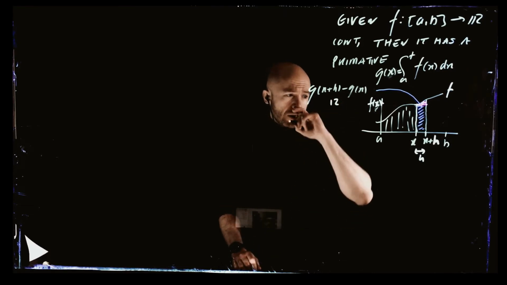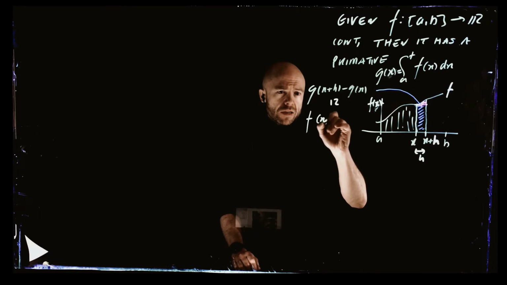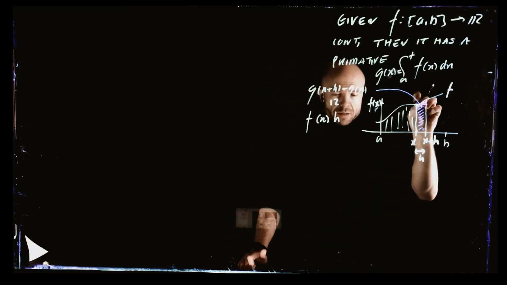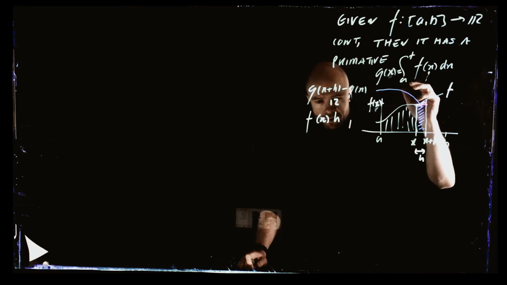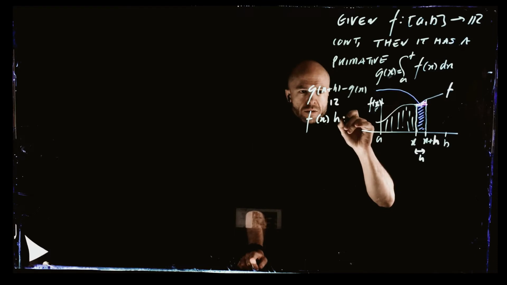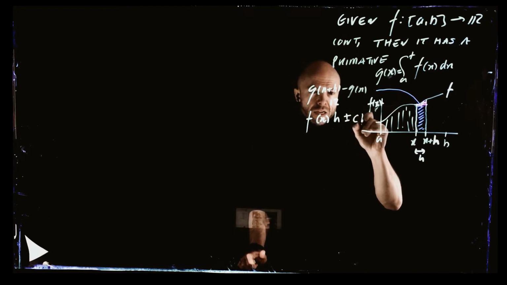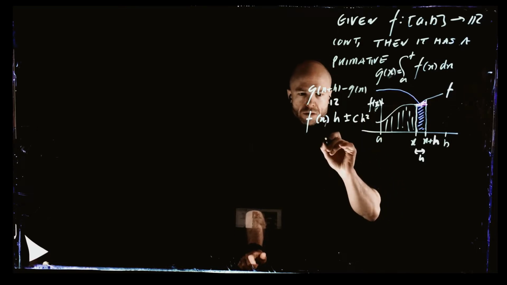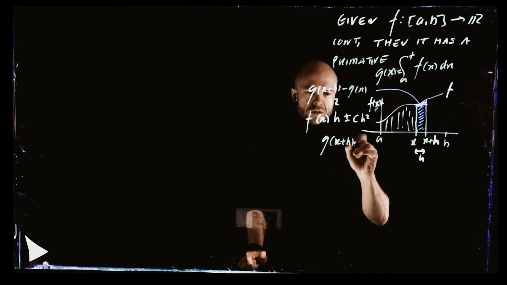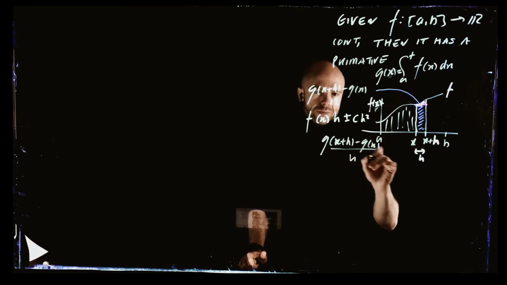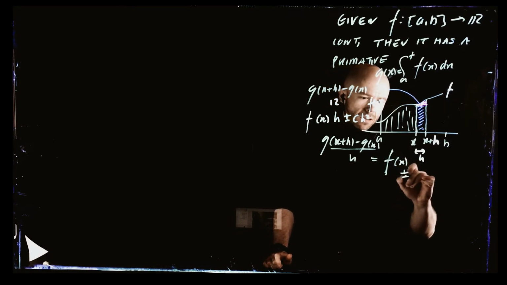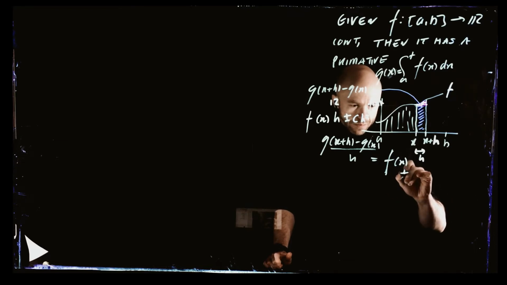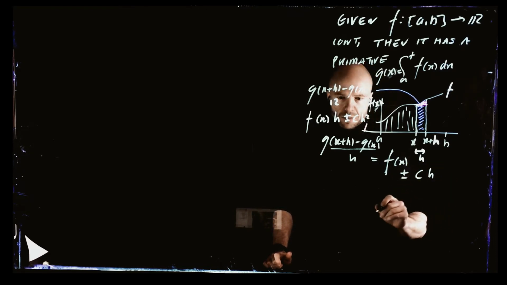This thing is approximately equal to just f of x times h, plus or minus this little red stuff here. And what's the area of that? It's something like h times a constant, so plus or minus some error constant times h squared. So if we do g of x plus h minus g of x over h, it's just f of x plus or minus a constant times h. And we take the limit, we just get f.